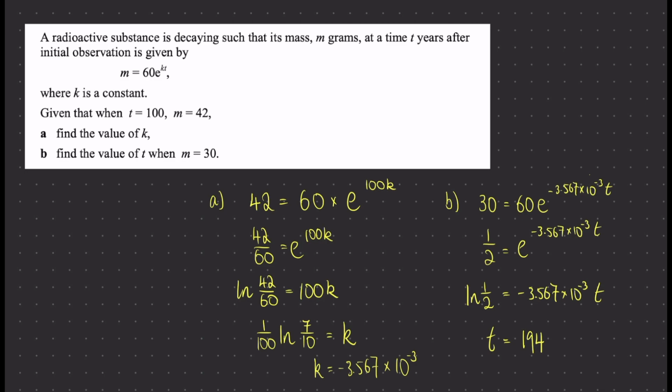So K is in fact the rate at which this radioactive substance is decaying. M is the mass at the moment. 60 is the mass at the start. T tells us how many years after the initial observation we are at. So in part B, for the mass to drop down to 30, in fact, the time taken is going to be 194 years.